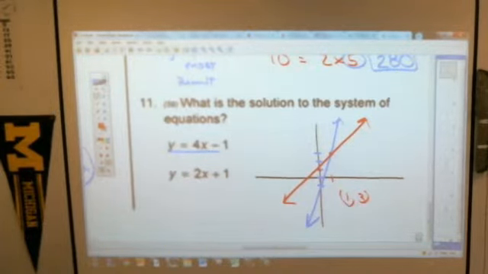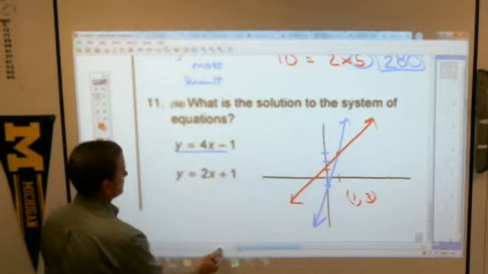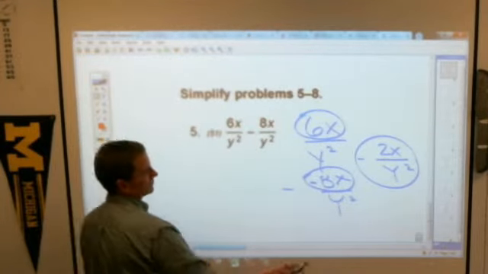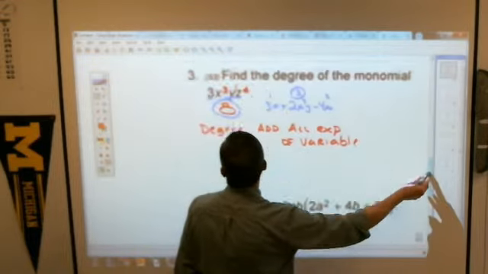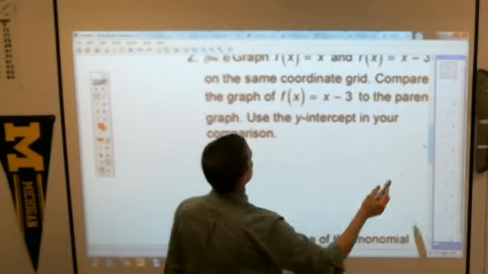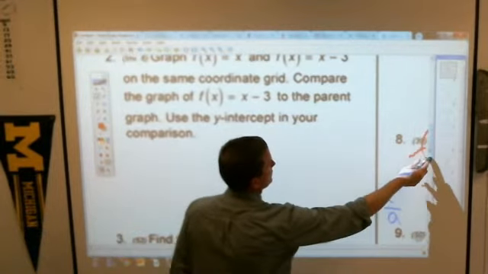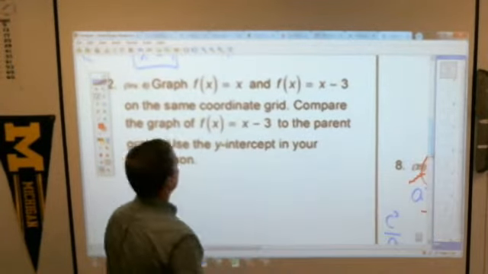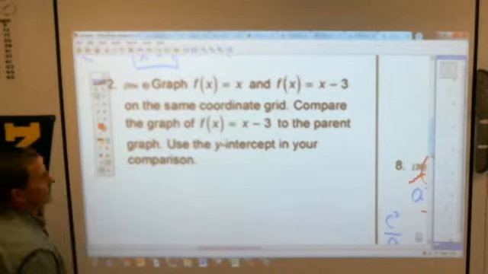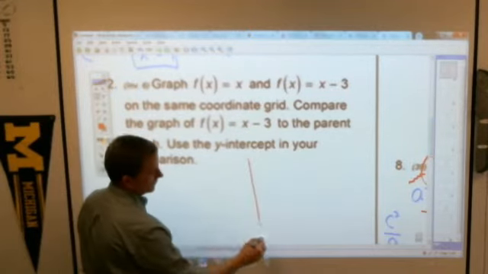Carolyn, number 2. I love number 2. Remember number 2. Holy smokes, a lot of letters and words in number 2. Graph function of x. Oh, so did you graph them both, Carolyn?